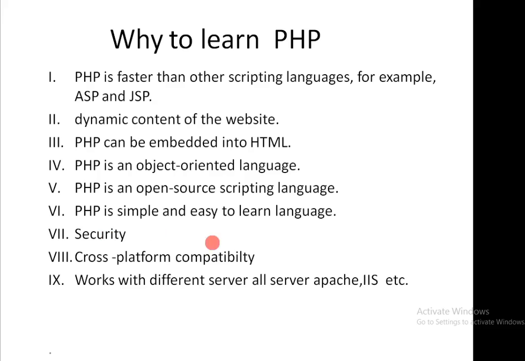Cross-platform compatibility. It means that every kind of product we are going to develop in PHP will be compatible with Windows, Linux, or Mac. It will run on any kind of operating system, and another thing is that it works with different types of servers. For example, we use some kind of servers, Apache, IIS. It is compatible with those kinds of servers.